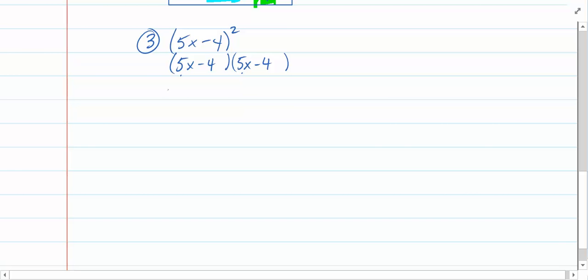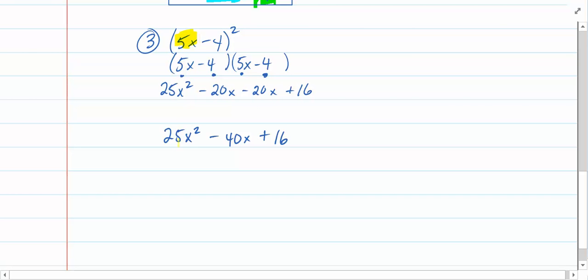For my first two calculations, I'm left with 25x squared. For my outside calculations, 5x times negative 4 is negative 20x. My inside calculations, negative 4 times 5x is another negative 20x. And for my last calculations, I have 4 times 4, which is a positive 16. When we combine like terms, we're left with 25x squared minus 40x, and finally plus 16.